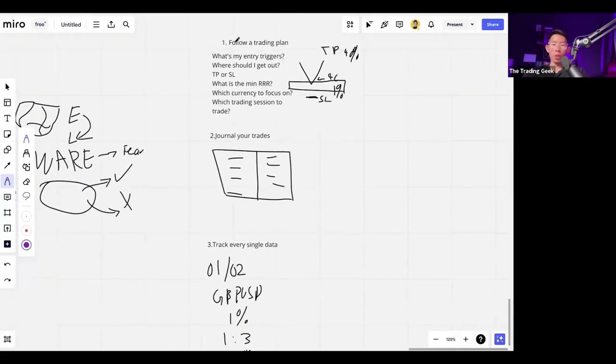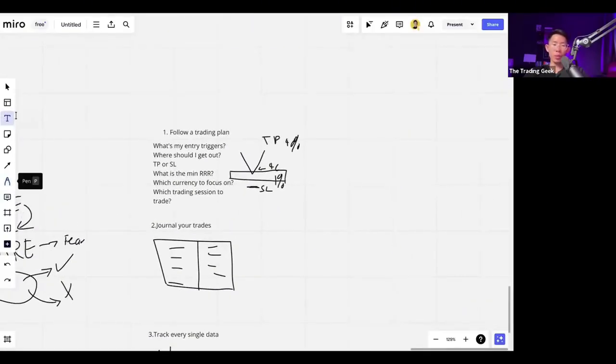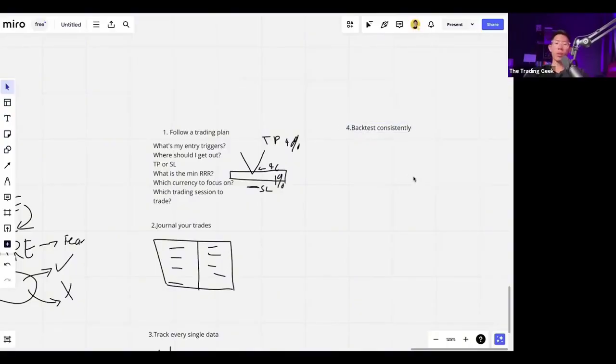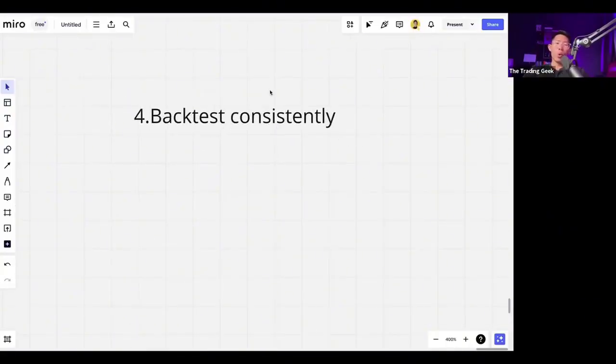So we talk about following a trading plan, we talk about journaling your trades, we talk about tracking every single data. Third thing is to backtest consistently. Now, why this is so important is because the markets are changing. The environment is always changing, and what works for you now might not work for you later.